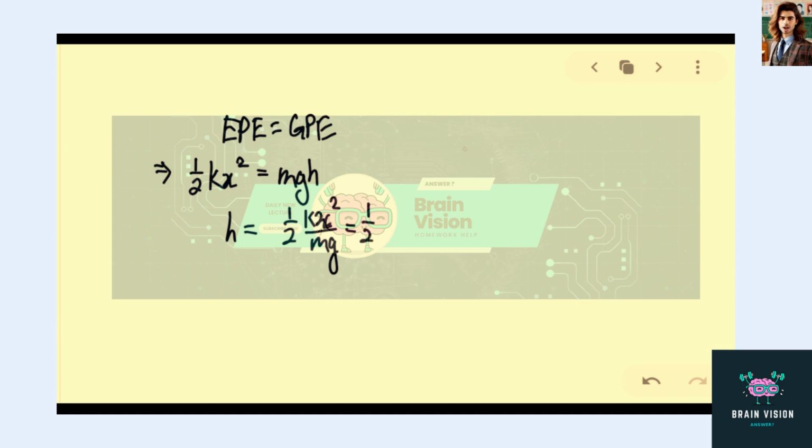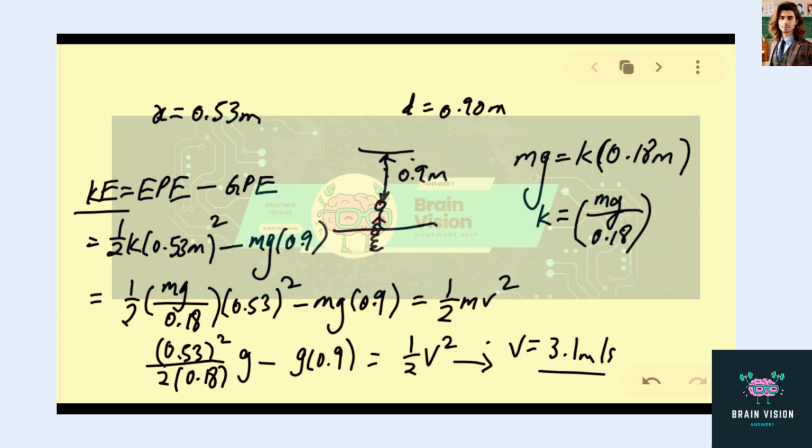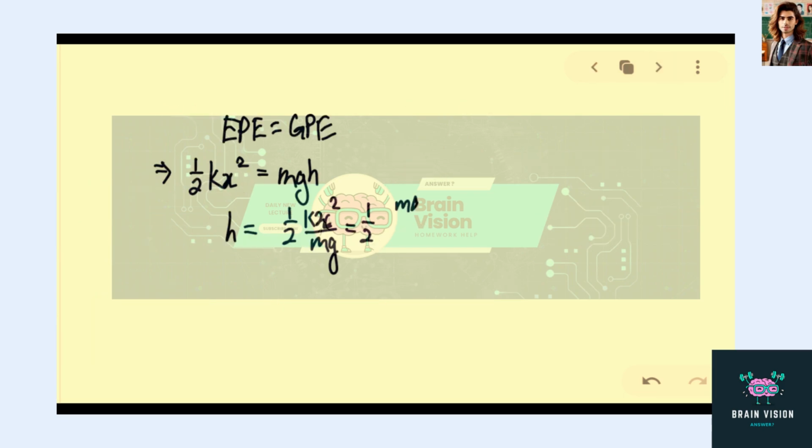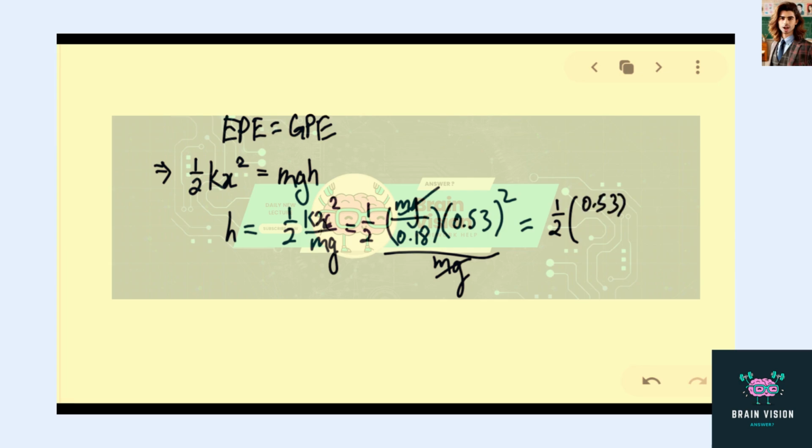Same thing, we substitute in what is k, which is mg over 0.18. x squared is 0.53 squared. Divide this by mg, so the mg will cancel out, and what we're left with is just half times 0.53 squared divided by 0.18, which would leave us with 1.4 meters.